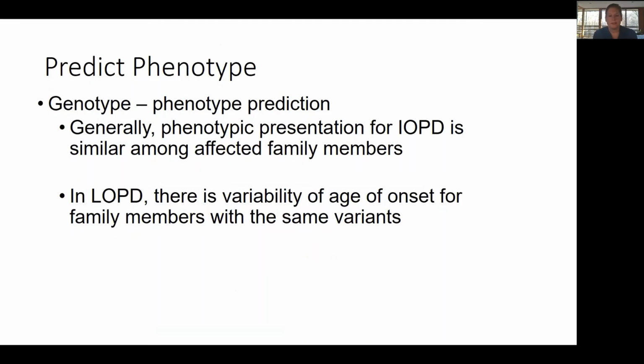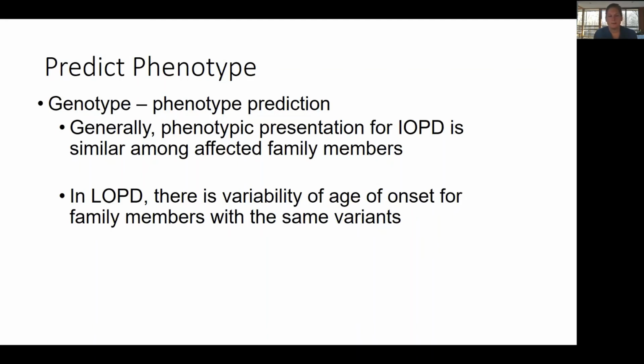You can predict phenotype somewhat for infantile versus late onset. When we're thinking about the genotype, which is the genetic makeup, and the phenotype, which is the clinical picture, generally the phenotypic presentation for infantile onset is similar among affected family members. So if someone has a child born with infantile Pompe and a sibling then is born and has the same genetic makeup, then we would expect that sibling to present similarly to the original proband or the first child born. This is not always the case in late onset Pompe.